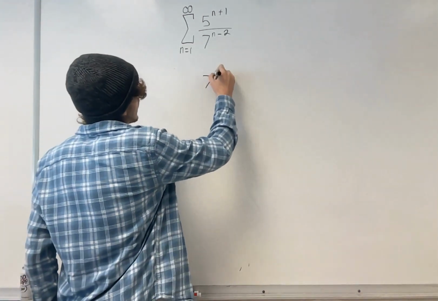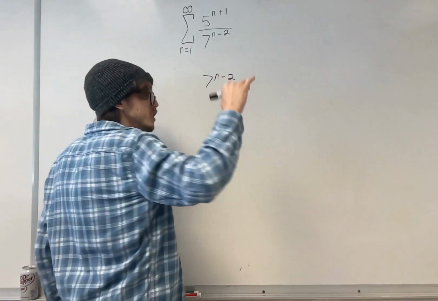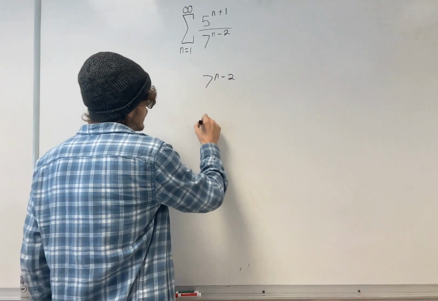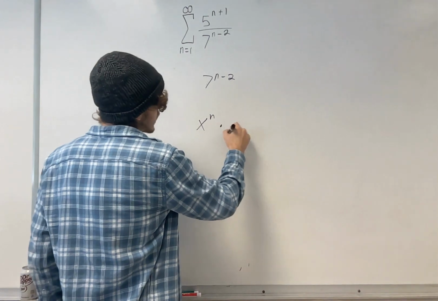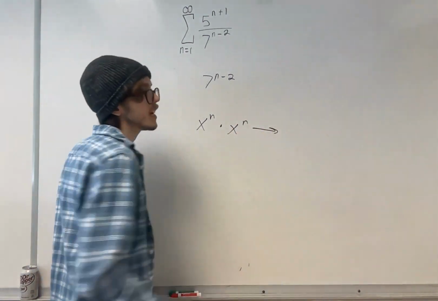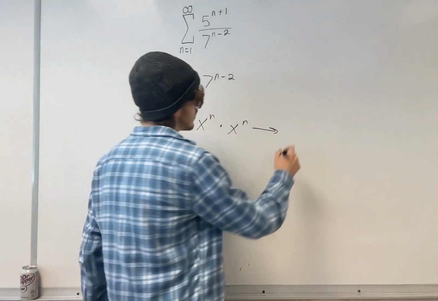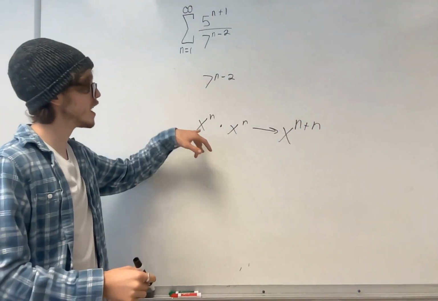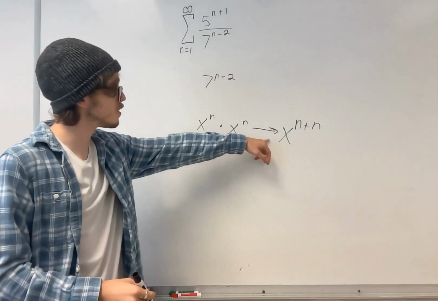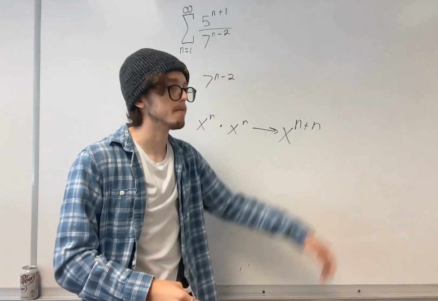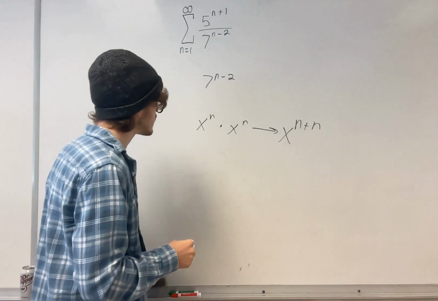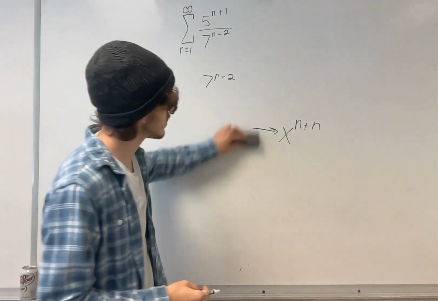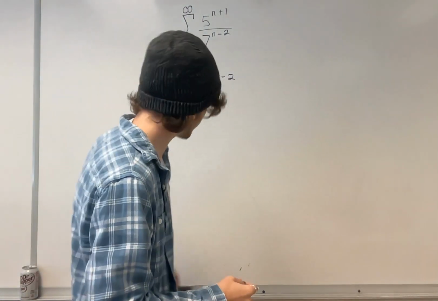Well, 7 to the n minus 2. I want you to think about this using exponent rules. If I have x to the n times x to the n, what do I do with the exponents? I add them together. So this is x to the n plus n. Hopefully that idea makes some sense to you, those simple exponent rules.